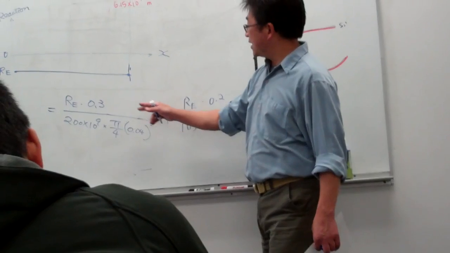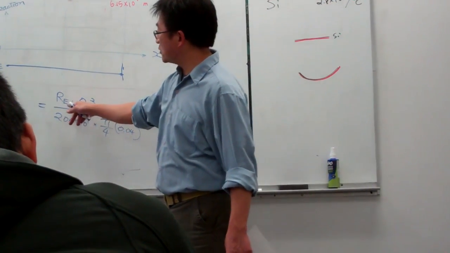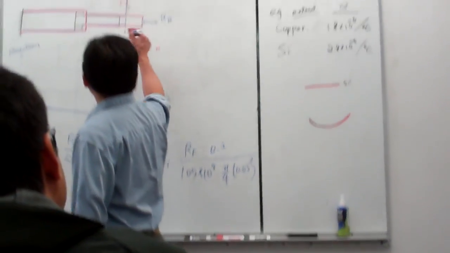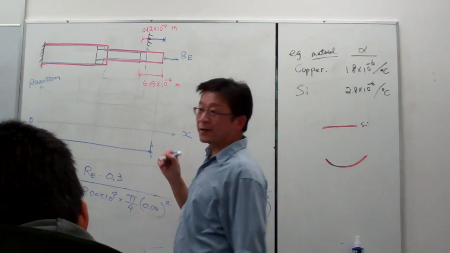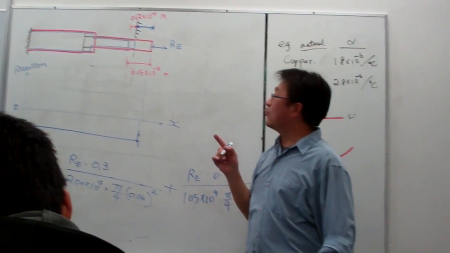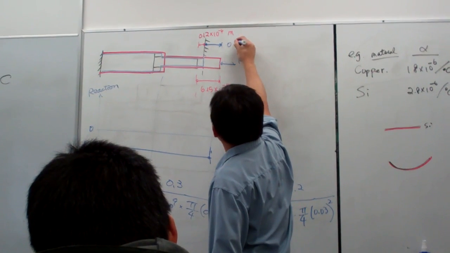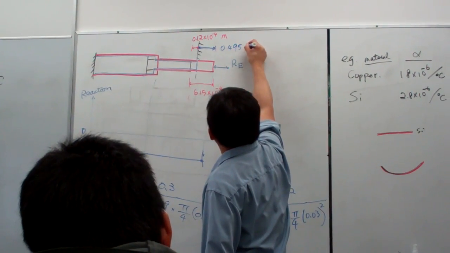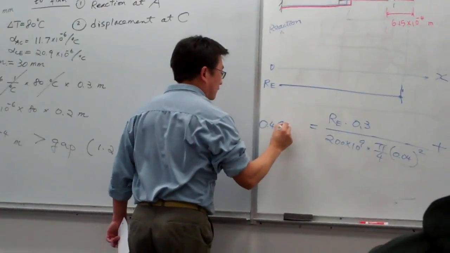Okay, and that is the deformation caused by the reaction RE, and that is how much? Is this much, right? And what is that? That is 0.495 times 10 to the 4. So this is 0.495.